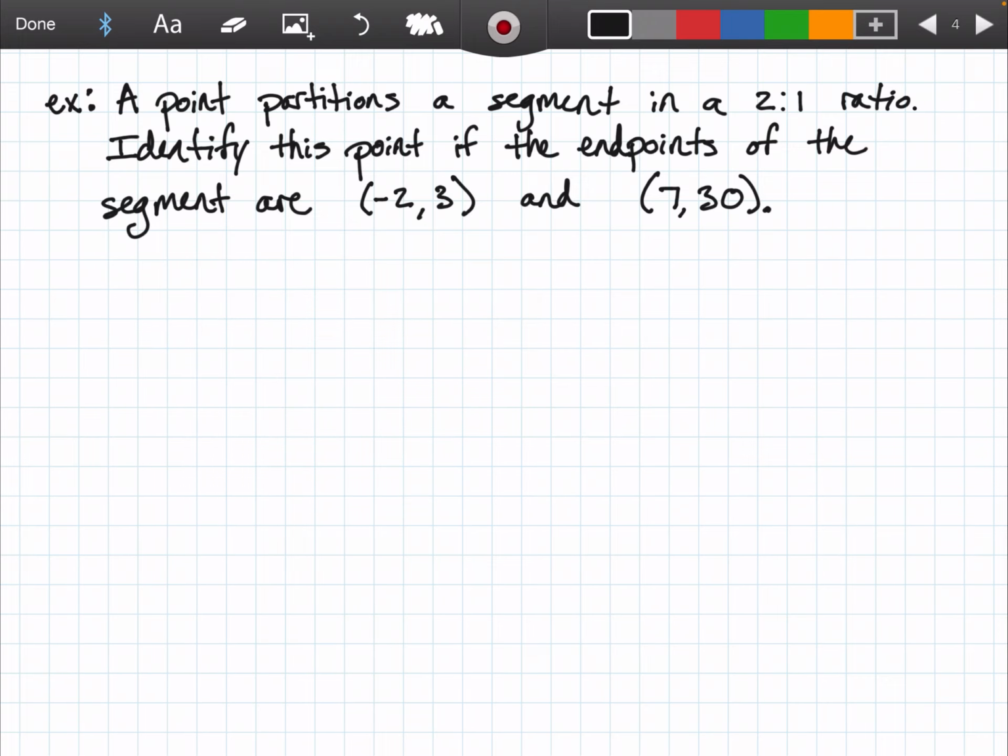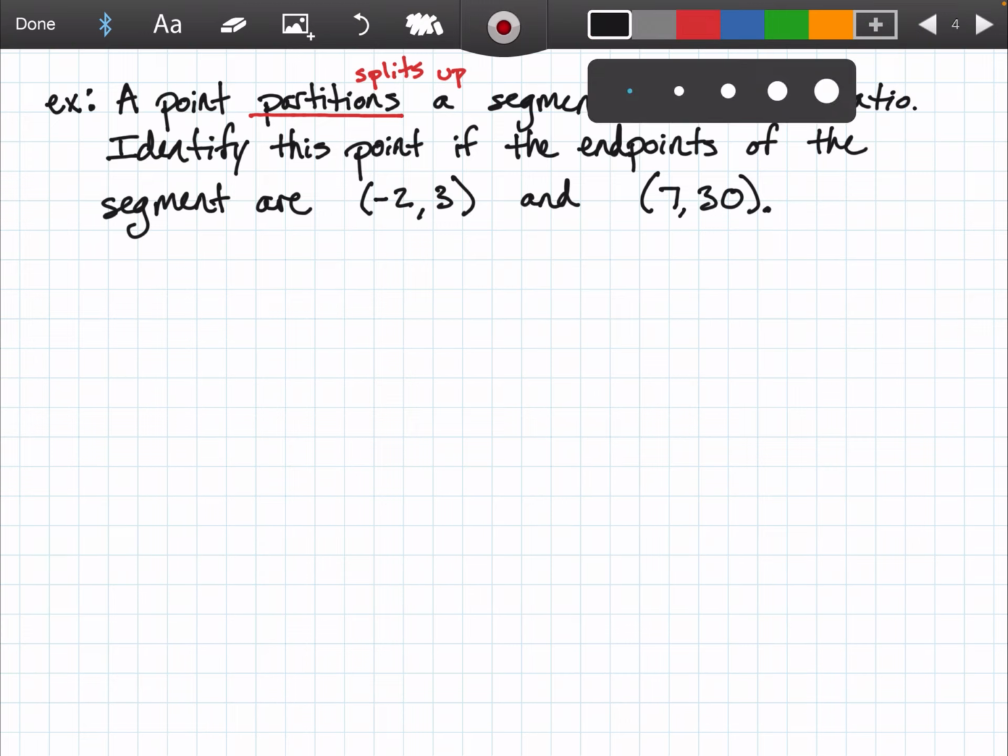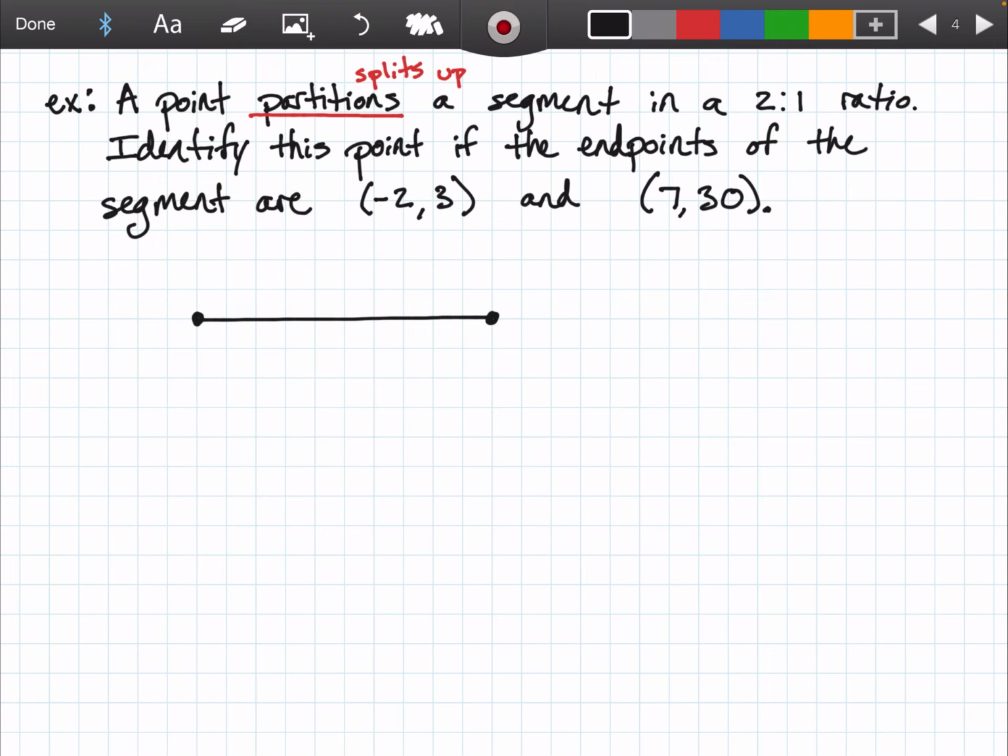All right. First off, we're going to talk about vocab. The word partitions. That means it's just going to split up the segment. And so what's going on? Let's say I have the endpoints of my segment here. And obviously, your segment is not going to be just a horizontal line. It would have some slope to it on a graph, but I think visually we can just say, here are my endpoints, and we're going to partition into a 2-to-1 ratio.